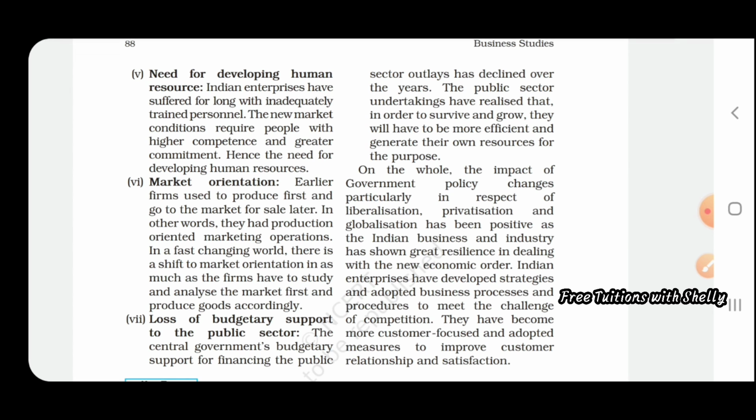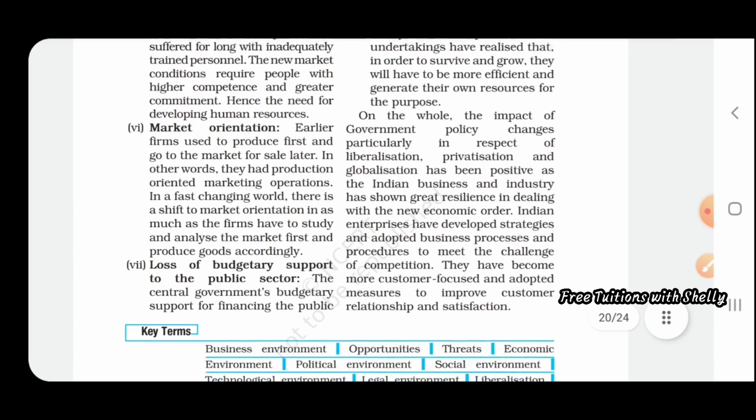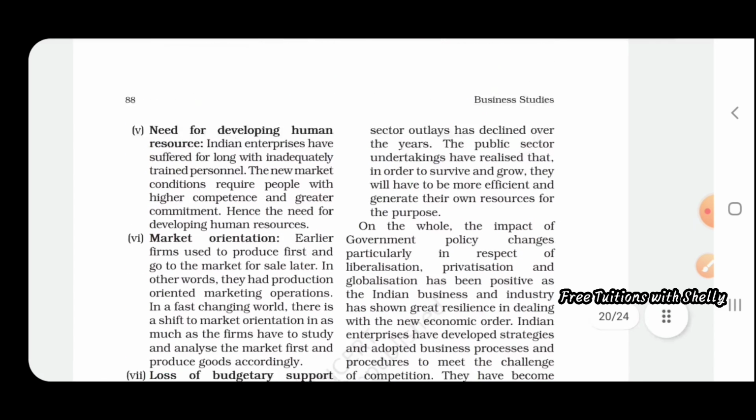So they get to know that they have to be more efficient, then only they can create revenue. They have to create their own resources and sell for greater revenue. So these are the effects of policies on business and industry.